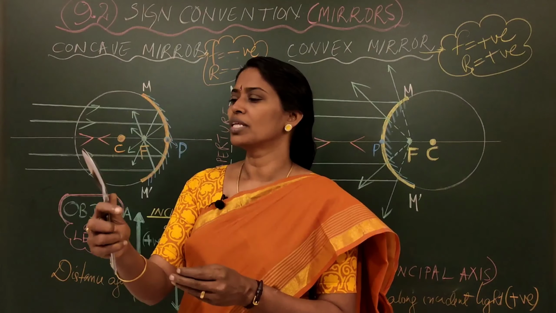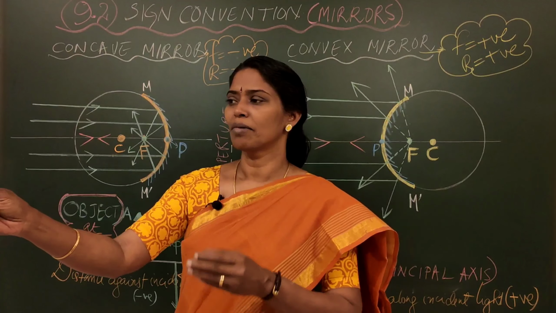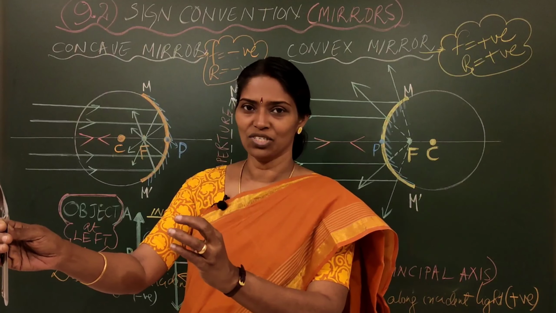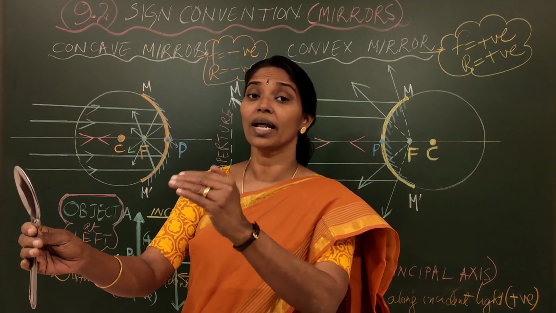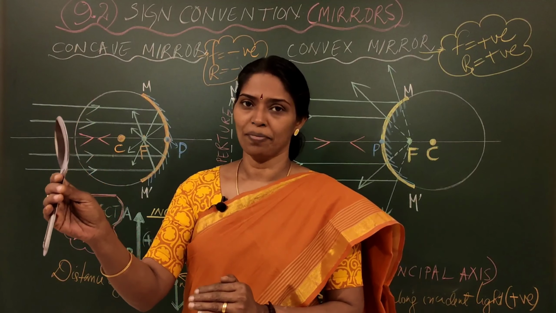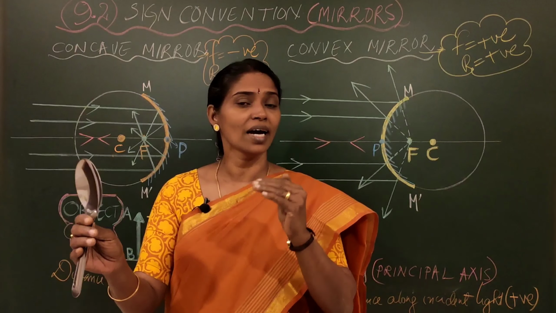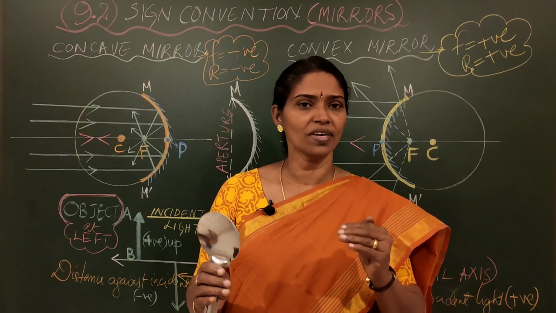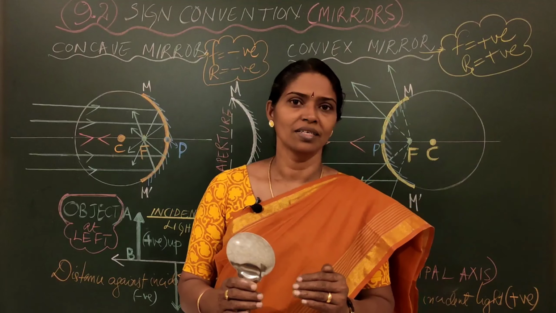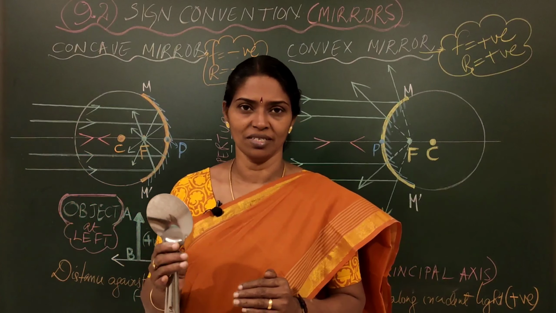Just flip it and go to the other side. What will you see? You can see that my image is getting diminished, but it is an erect or upright image. So why is this happening? Does it mean that the angles I and R are different, or that the law of reflection won't work? Is that the reason? Let us see the reason why you have the image variation.